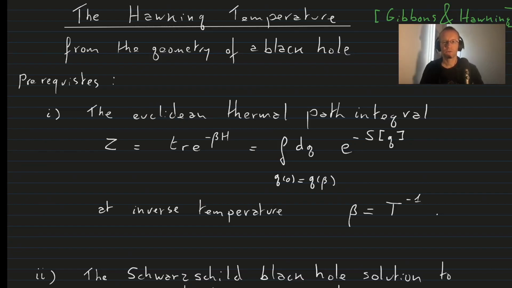Today, I want to derive the Hawking temperature of a black hole from its geometry, following Gibbons and Hawking. First, we need a few prerequisites.